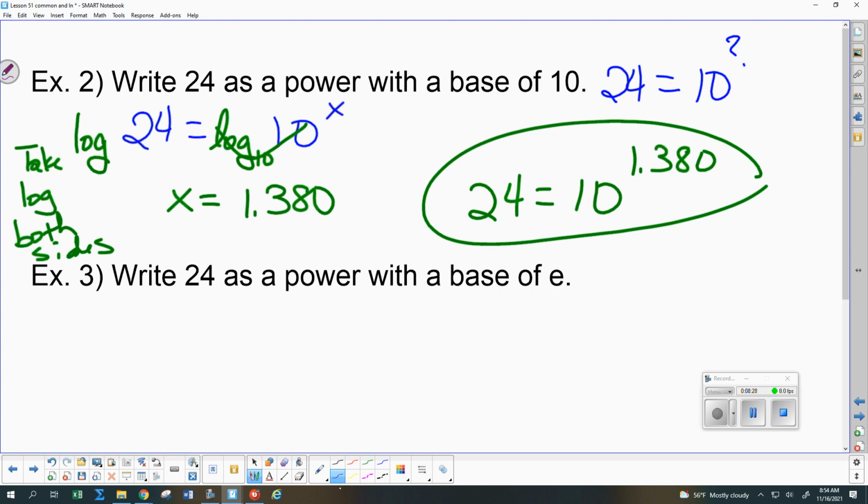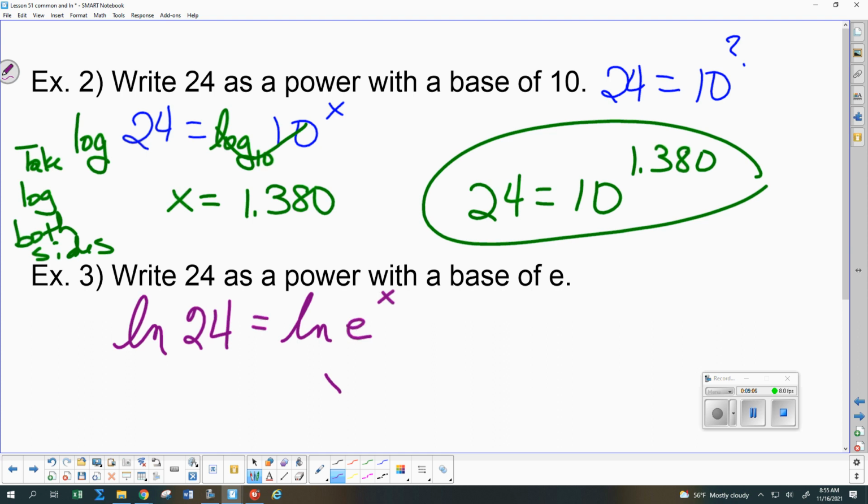Same thing, except now we want a base of e. So 24, we need to write as e to something, and so I'll do an X instead of a question mark. Since I'm trying to solve for something that's in the exponent, I need to take the log of both sides because logs and exponentials cancel out. So I need to take the right kind of log. If I take log base 10 of e, that's not going to cancel, is it? So I need log base e of e, which is the natural log of both sides.